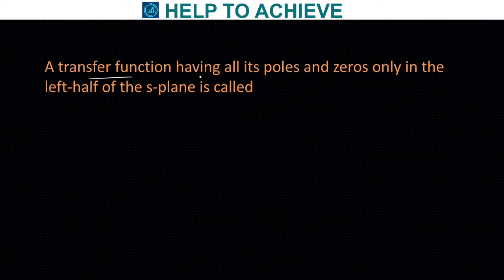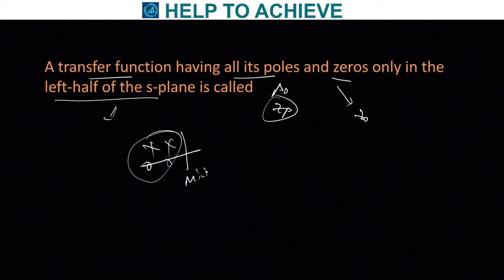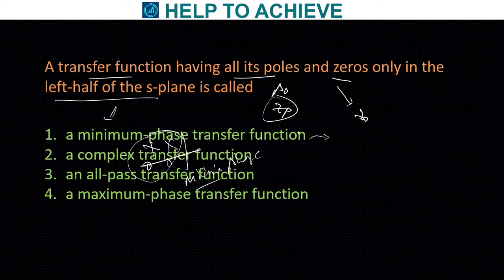A transfer function has all its poles and zeros only in the left half of the S-plane. When all the poles and zeros are in the left half of the S-plane, this corresponds to the minimum phase function. This is from the definition. So from the given options, the correct answer is the minimum phase function.